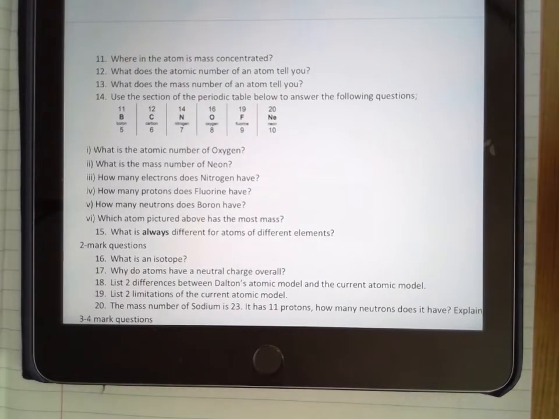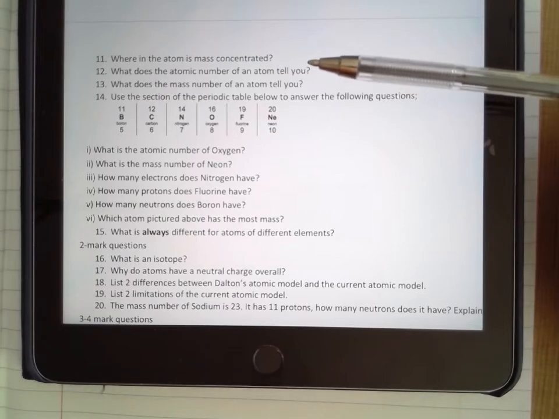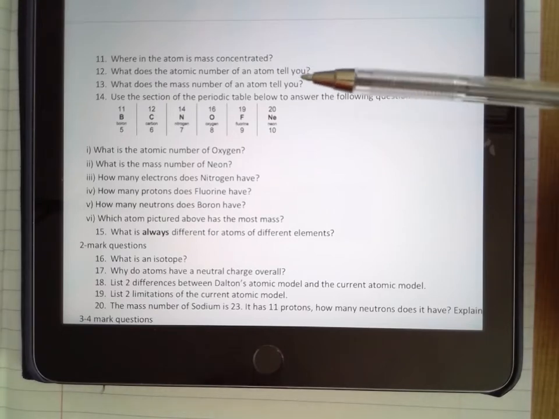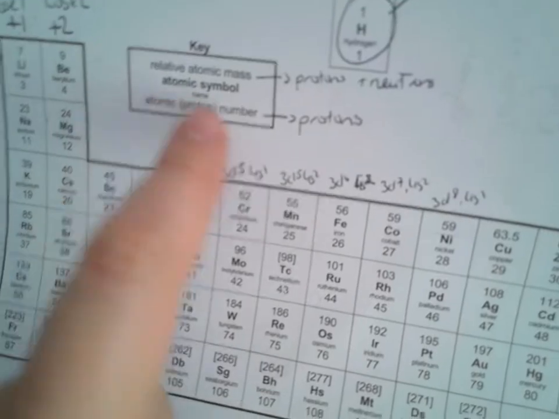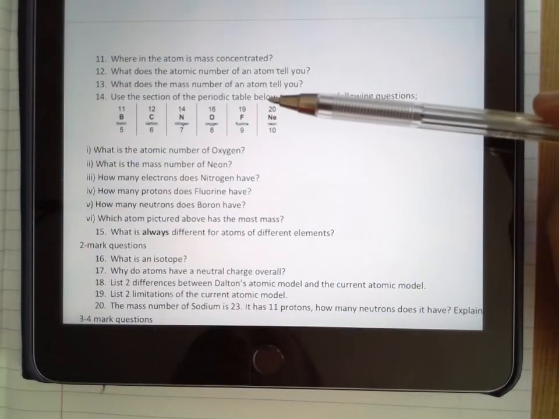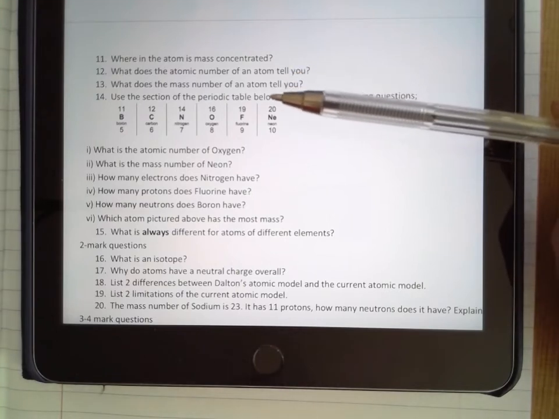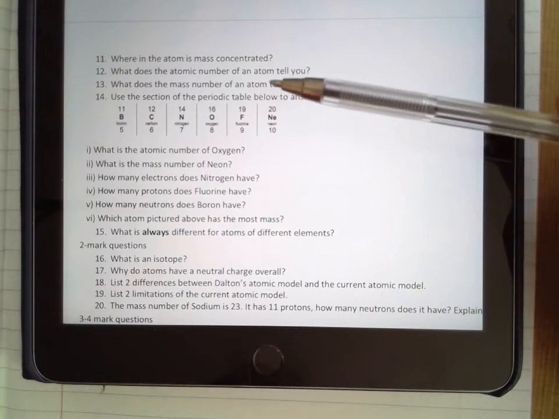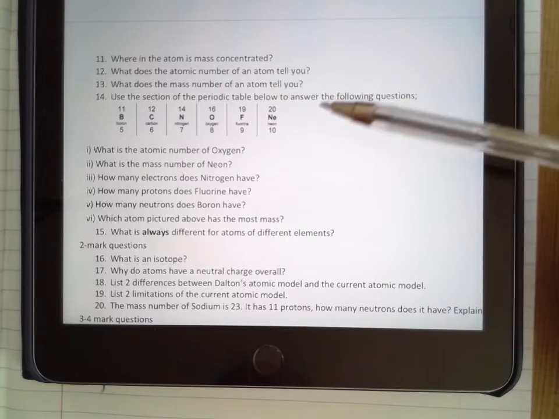Okay, we'll go through the answers. What does the atomic number of an atom tell you? It tells you the number of protons. You won't get a mark for writing number of electrons. You have to say atomic number is number of protons. And it's there for you on your periodic table. Atomic number is number of protons. What does the mass number of an atom tell you? There are 2 particles that have mass, protons and neutrons. The mass number is the number of protons and the number of neutrons.